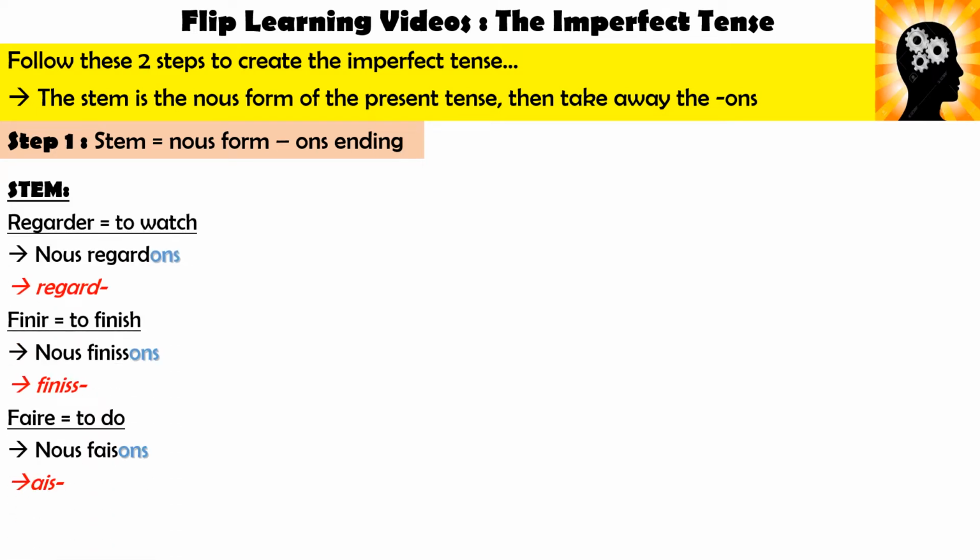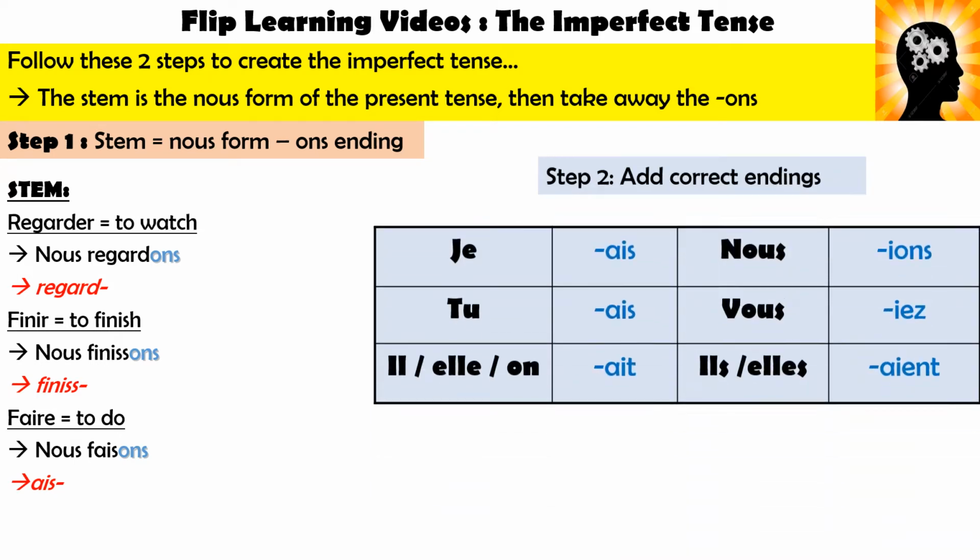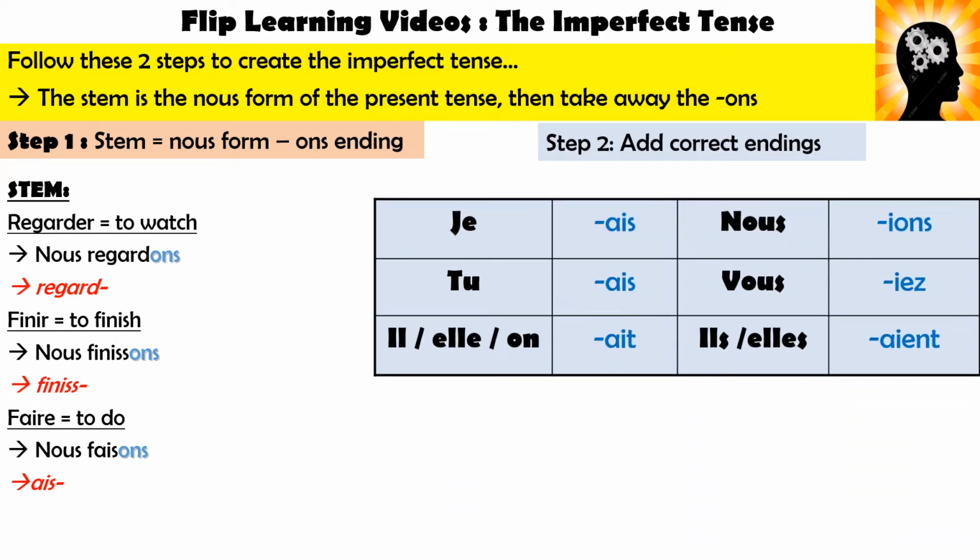So here are some examples. I've got regarder, finir, and faire: a regular ER verb, an IR verb, and then an irregular verb. Take the nous form, as I've done at the top. Nous regardons. You need the stem, so get rid of the nous, get rid of the ONS. Regard is our stem. And then you whack these endings on.